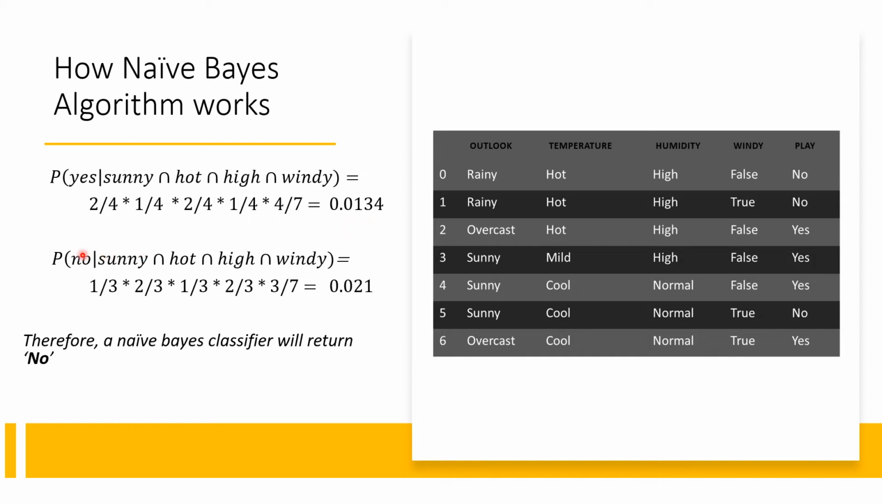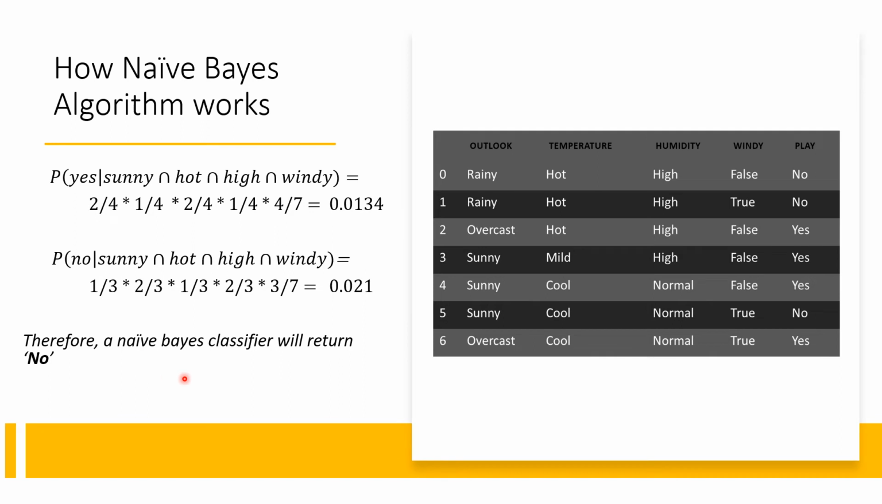0.0134. So we are going to do the same for this class no, counting the number of occurrences of no, which is 3 out of 7 occurrences. Then counting the number of times that it is sunny given that the output is no, the number of times that the temperature is hot given that the output is no, then the number of times that the humidity is high given that the output is no, then the number of times that it's windy given that the output is no. So computing this is going to give us 0.021.